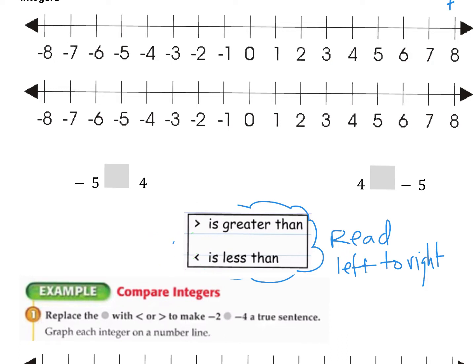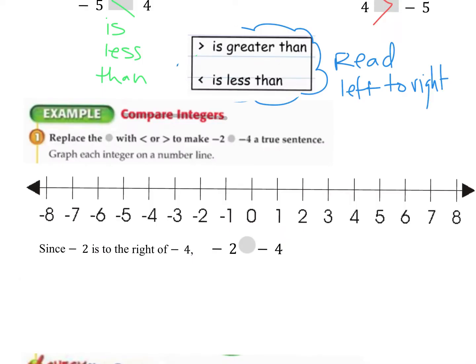Reading this, I read -5 is what compared to 4? Well, I know that on a number line, -5's here, 4 is here. -5 is further left, so it's less than 4. A symbol for that would be -5 is less than 4, reading left to right. That would mean then that 4, reading left to right, is greater than -5. A lot of you learned the alligator eats the bigger number, sure, but you have to read it left to right.